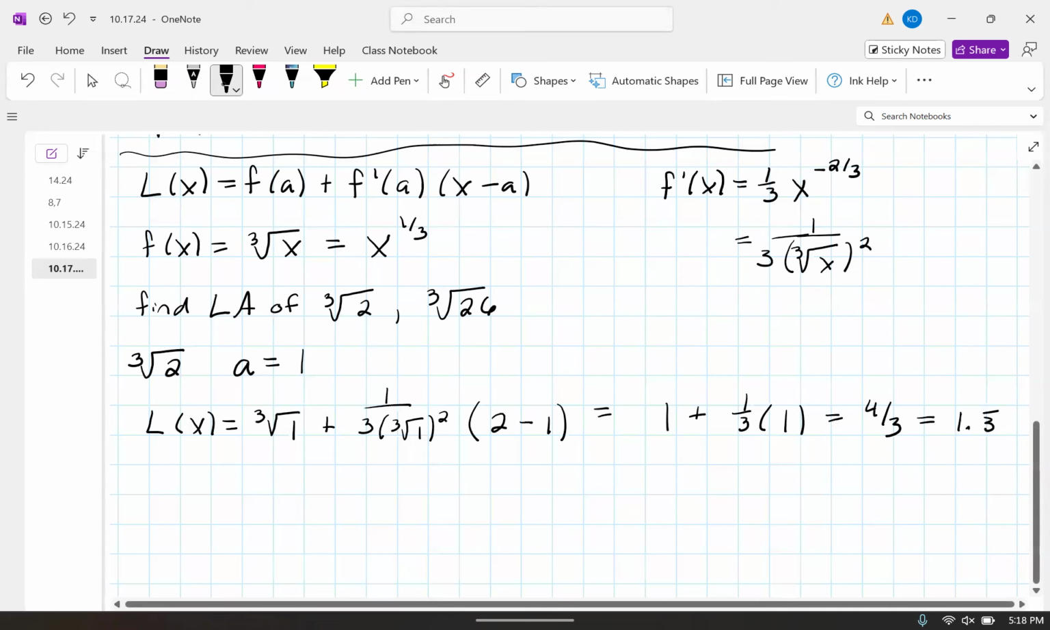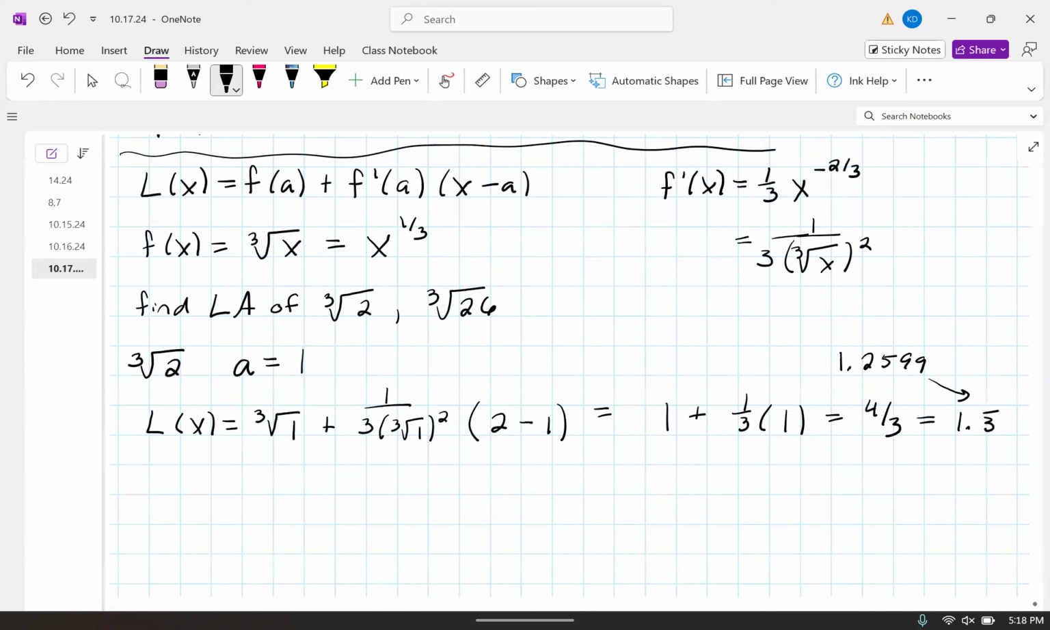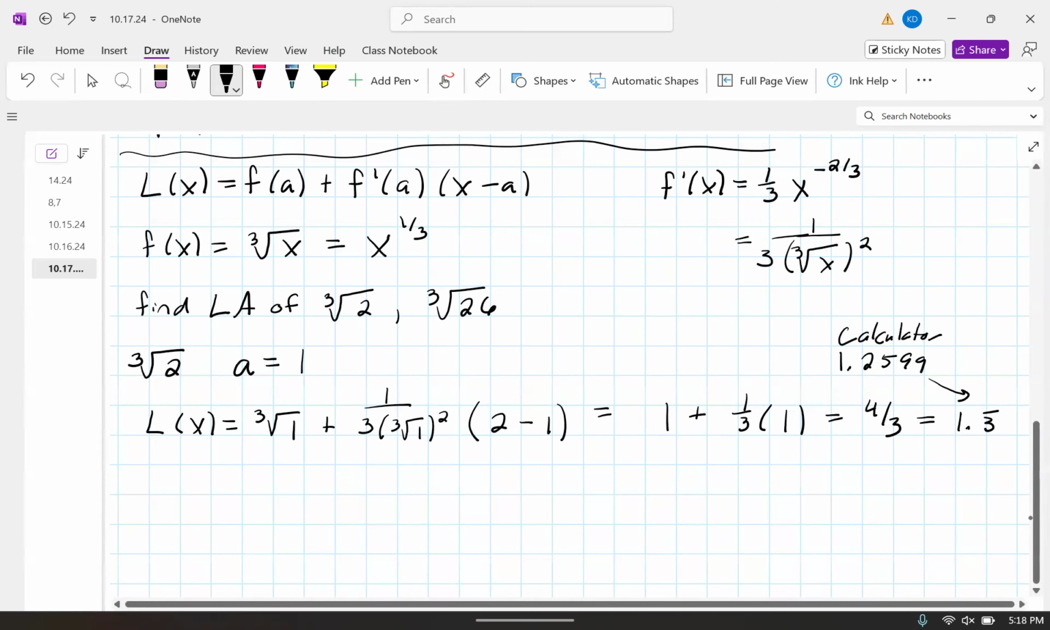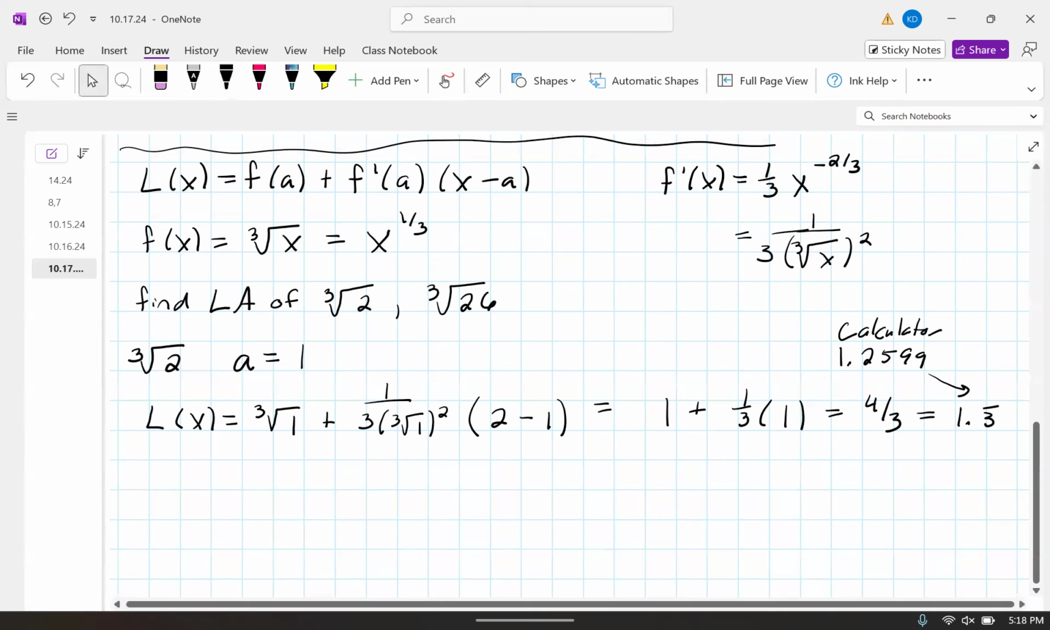I throw it in my calculator. I get 1.2599. Pretty good estimate. So I'm doing the linear approximation, throwing it in our equation, then I'm checking it against the calculator. Do they match? Are they close? If they're close, cool, we're done. We've got it. We don't have to do anything more with it.